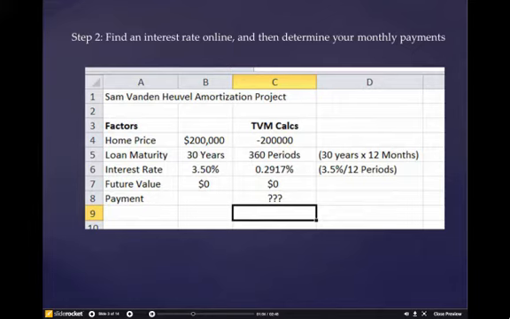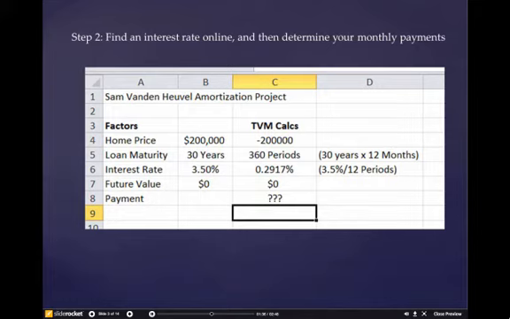And then the future value is going to be zero, because by the end of 30 years, we want our loan to be $0. So what we need to do is find the payment that makes that work, so that at that interest rate, over that amount of years, at that price, we can pay it off, principal and interest. So we have to use a time value of money calculator, and after week 2, you should all be fairly familiar with the time value of money calculator that we've been using.